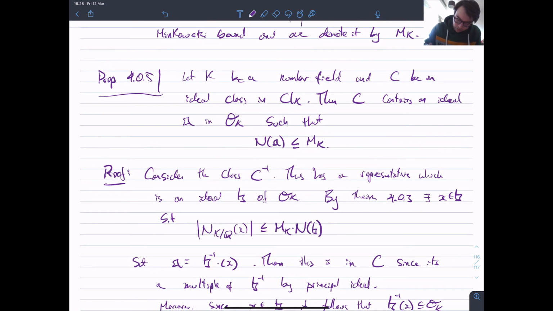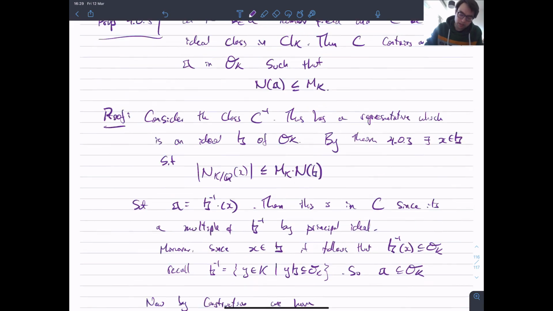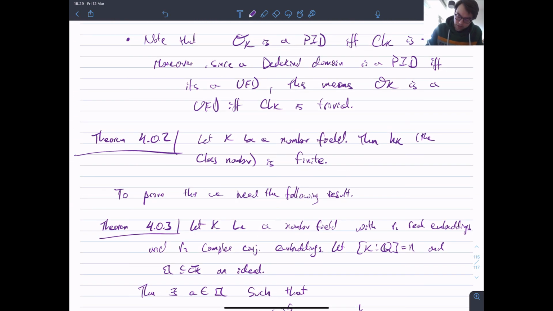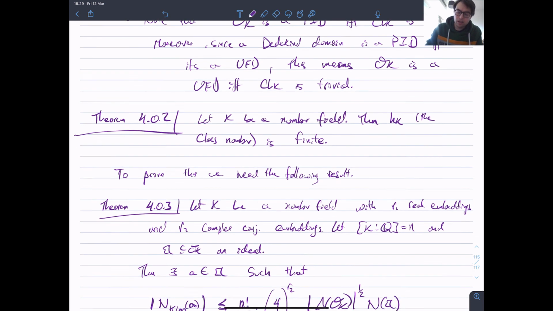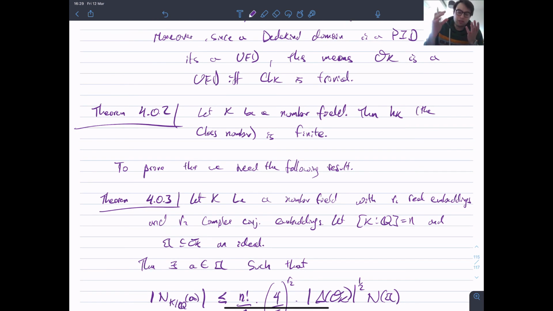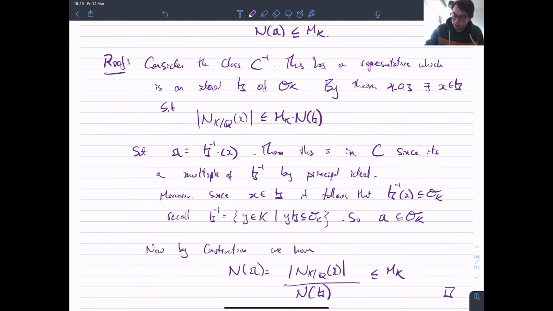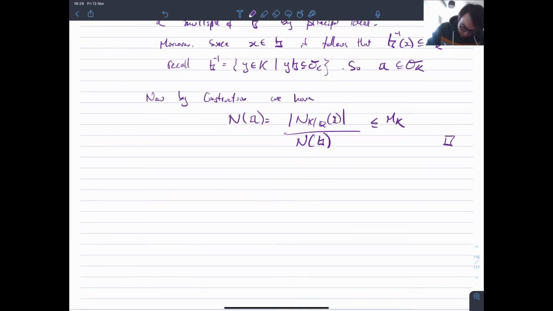So that's the first thing. I said that every class in my ideal class group contains an ideal of small norm, of norm less than mk. And now the proof of this theorem, that the class number is finite, is really easy, because every class contains an ideal of norm less than some fixed bound, and there are only finitely many ideals of any given norm. So we're done.